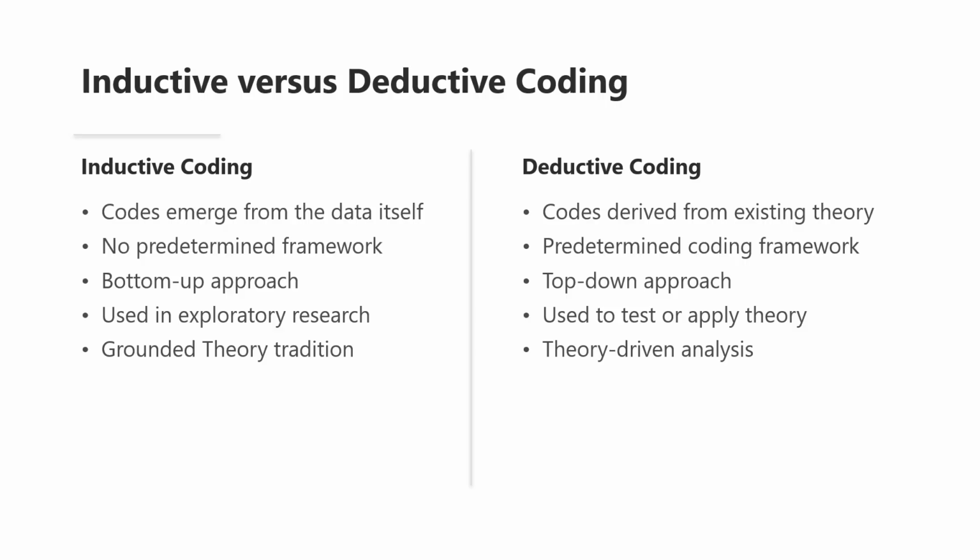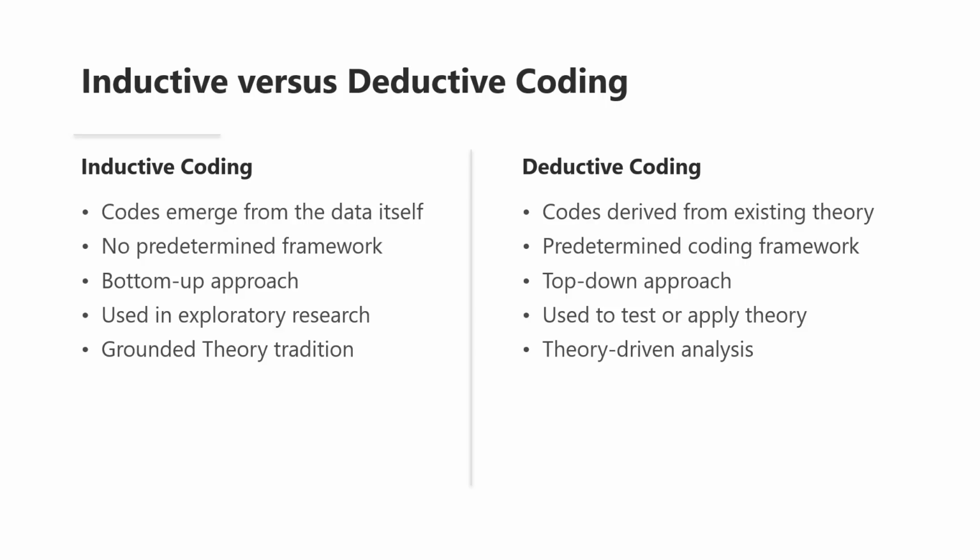Deductive coding is a top-down approach where you start with a predetermined set of codes derived from existing theory, previous research, or your evaluation framework. You then systematically look for instances of those predetermined codes in your data. For example, if you are evaluating a program based on the health belief model, you might start with codes for perceived susceptibility, perceived severity, perceived benefits, perceived barriers, cues to action, and self-efficacy. You then search your interview transcripts for statements that fit into each of these predetermined categories.